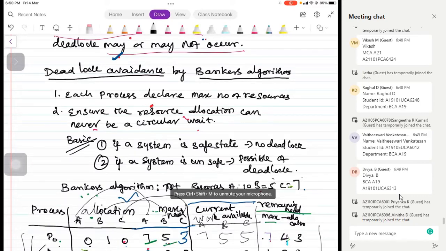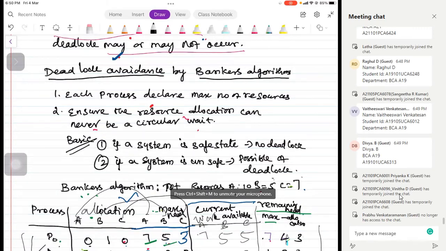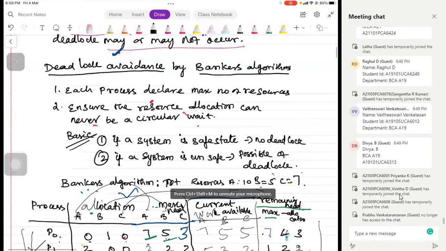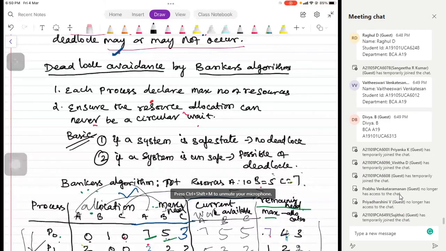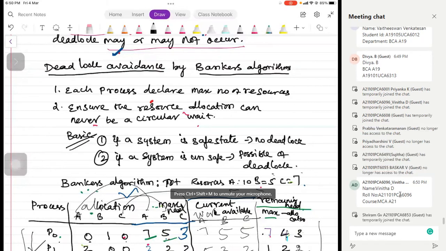புரியுதுங்களா? Each process declares the maximum number of resources. Ensure the resource allocation can never be circular wait. Circular wait னா என்ன சொல்லிருக்கேன், A B-க்காக வெயிட் பண்றது, B C-க்காக வெயிட் பண்றது, C A-க்காக வெயிட் பண்றது. இந்த மாதிரி circular wait-ஐ என்ஷூர் பண்ணிக்கணும். வராம இருக்கிறதுக்கு முதல்லயே ரிசோர்சஸ் அலாட் பண்ணிடணும். இதுல ரெண்டு கண்டிஷன். If the system is in safe state, no deadlock. If the system is unsafe, possible deadlock.